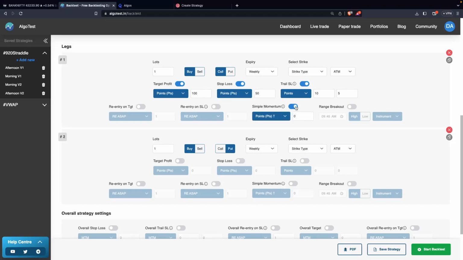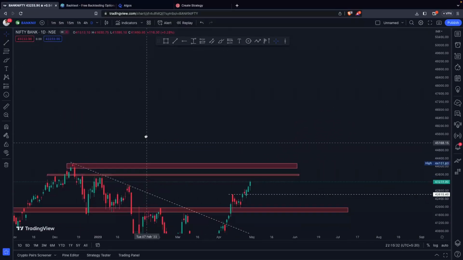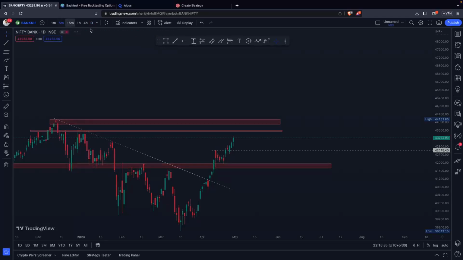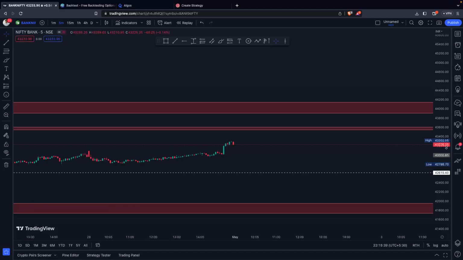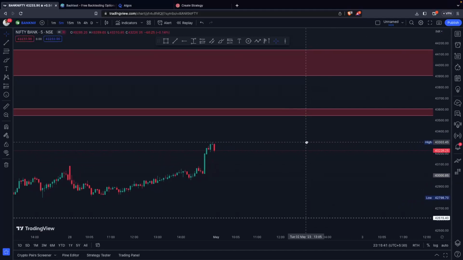Simple momentum is basically, for example, this is Bank Nifty. Going to 5 minutes. So this is Bank Nifty on 5-minute frames. For example, we are taking a simple momentum setting. What actually is the simple momentum setting? Currently Bank Nifty is here.